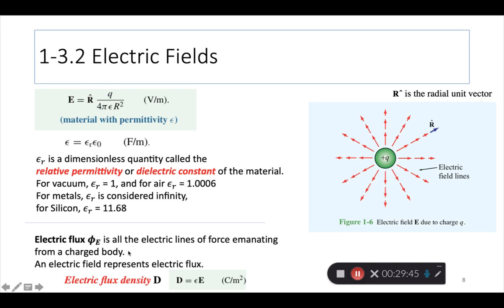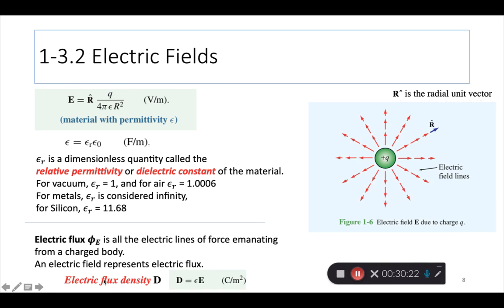One other quantity or idea you need to become familiar with is electric flux. So electric flux phi E is all the electric lines of force emanating from a charged body. So all these lines of force together, it's called electric flux. Now these are all imaginary lines. I don't think there's really any lines like this inside any metal. But this is how we model it, right? This is how we think of it in physics and engineering so that we can proceed to use the material and the ideas we learn here.